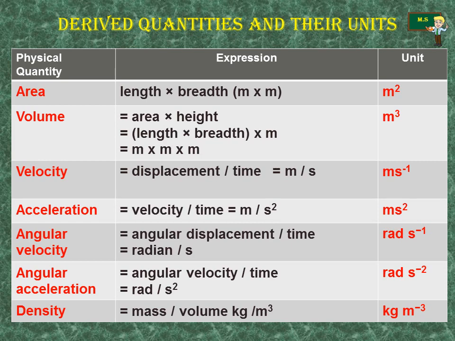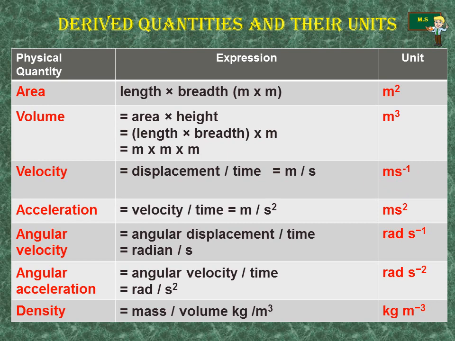Then let us see the velocity. As you know, the velocity is defined by displacement divided by time. For the displacement, we have to find the length. Length is measured through the meter m, and for the time we have to put the symbol for the physical quantity, that is s. So m divided by s, which is written as m s minus 1.